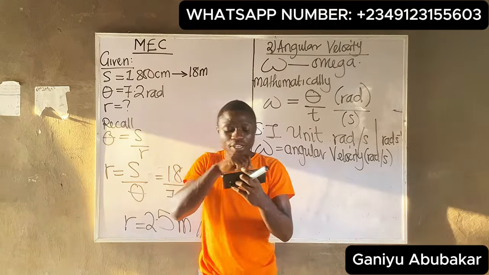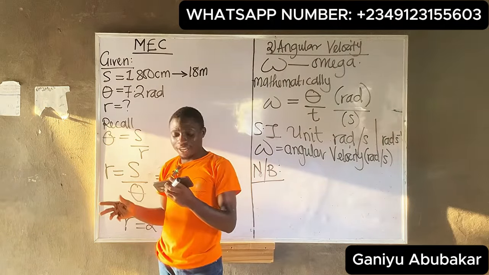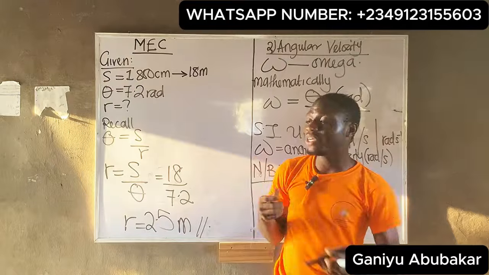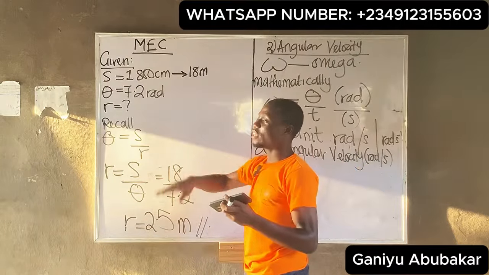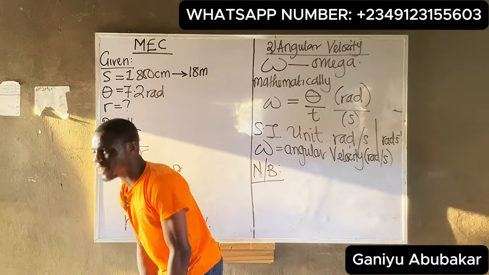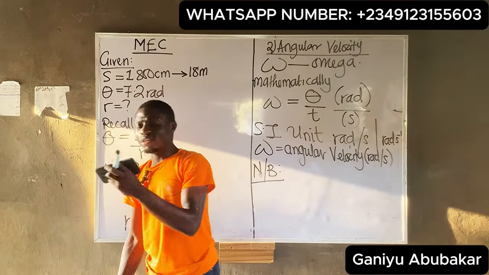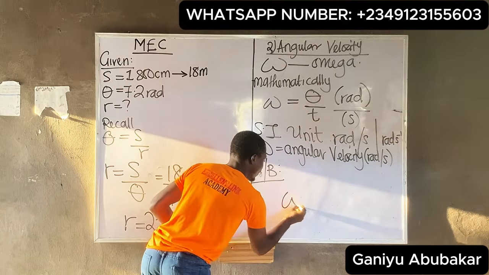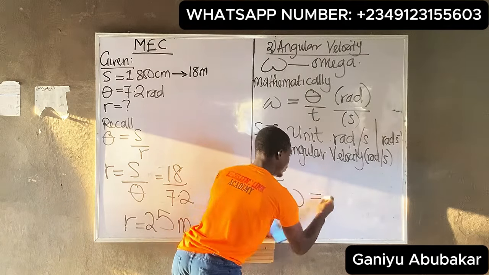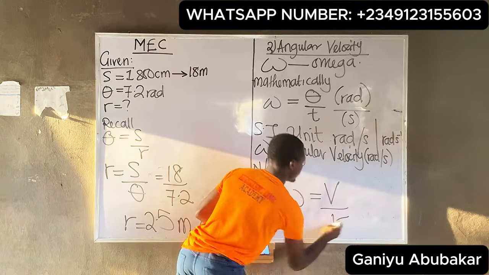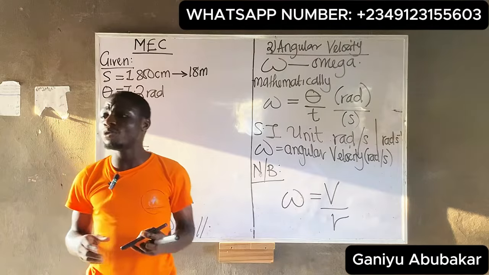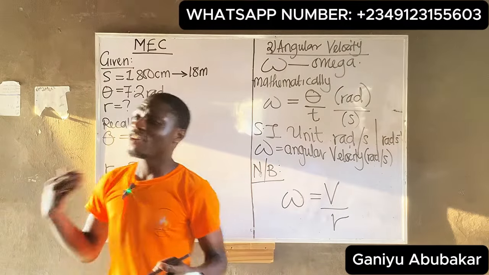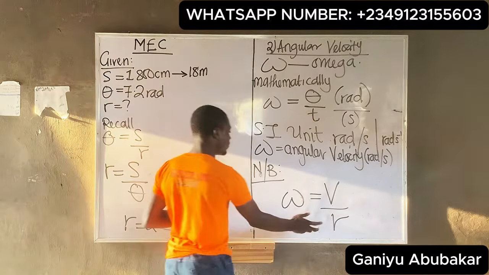Relationship between linear velocity and angular velocity. The relationship between linear velocity and angular velocity is given by the equation: angular velocity equals v over r. I said the relationship between angular velocity and linear velocity is given by the equation on the board, please.